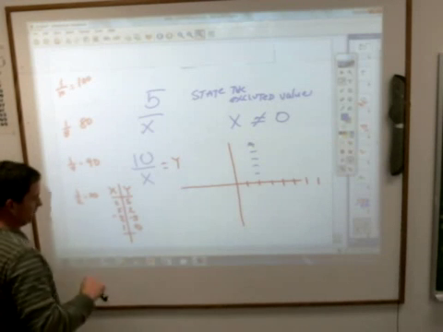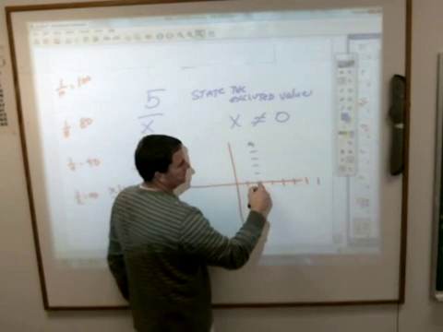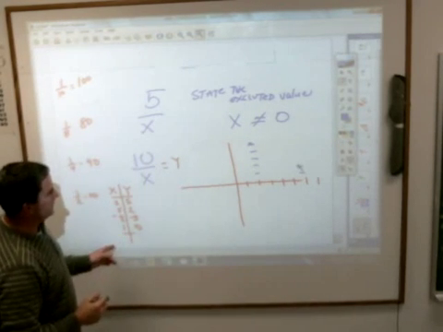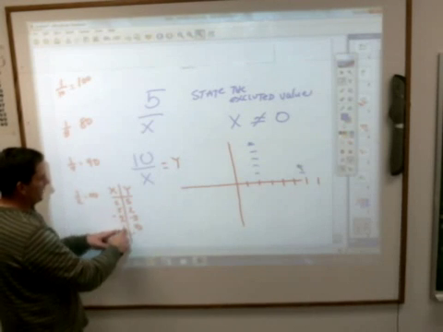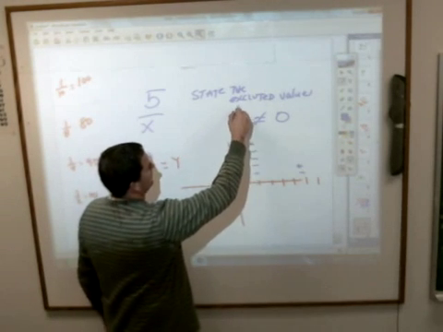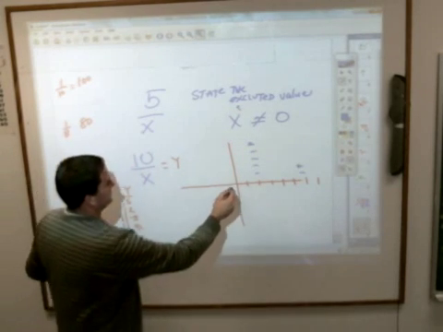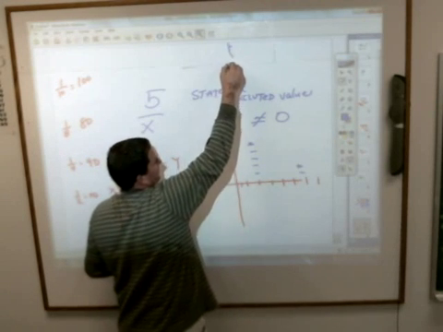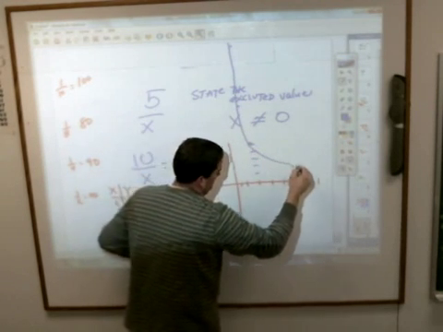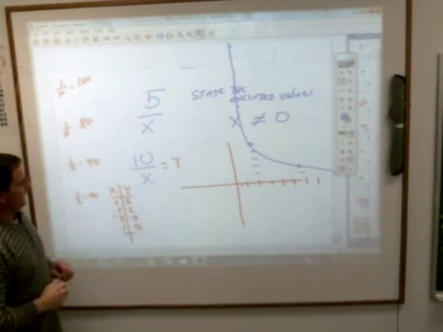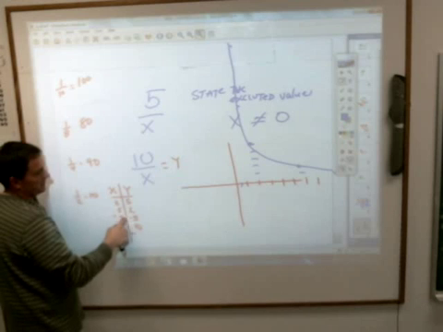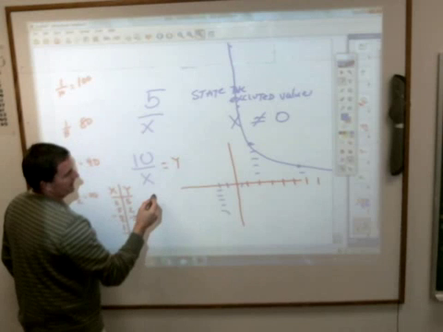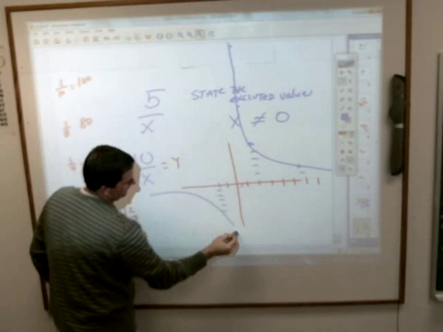Okay, so looking at this, 5 was 2, 1, 2, 3, 4, 5 was 2. Do we have anything in between that? No. But we do know that 1 was 10, so that's going to be way up here. 1/2, which is halfway here, was 20. I mean, that's already up here. You end up with a line that looks like this. And you'll also end up with a line that looks like this, -2, -5. You'll get a mirror image of that on this side.